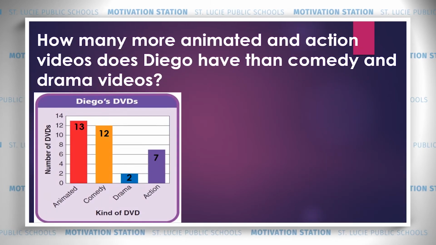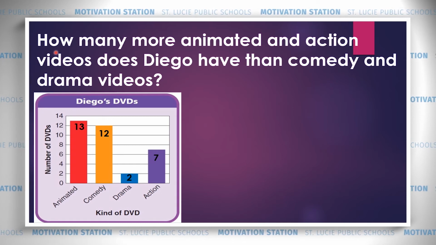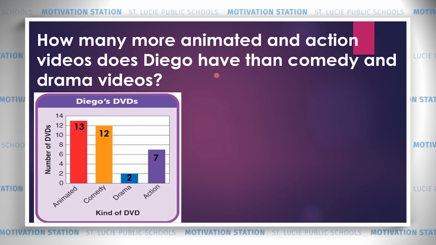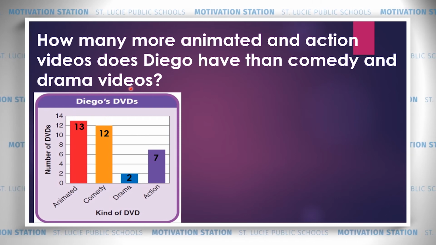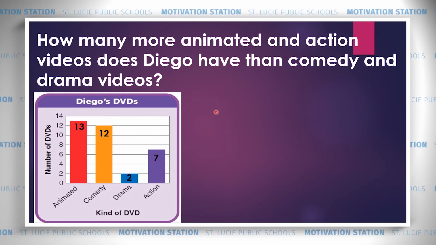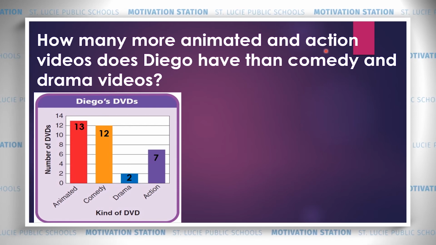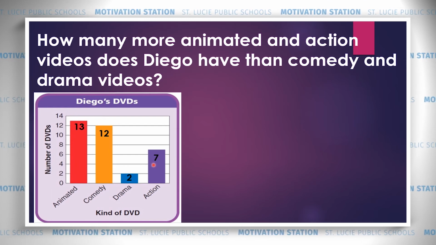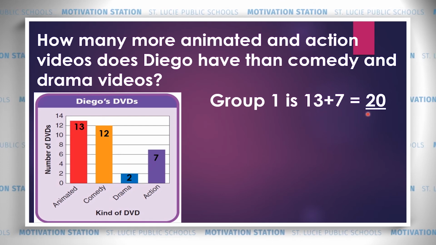The last question you see on the screen for Diego's DVD bar graph is how many more animated and action videos does Diego have than comedy and drama videos? This is a group 1, then group 2, then find the difference between group 1 and 2 question. The first group is animated and action videos added together. He's got 13 animated plus 7 action videos, which equals 20. So group 1 has 20.